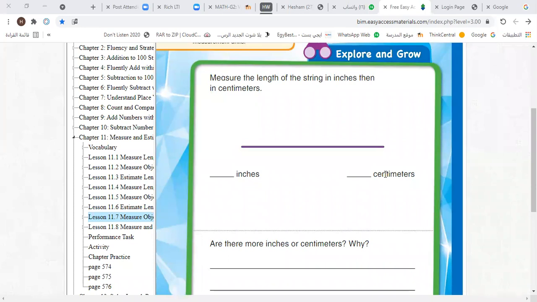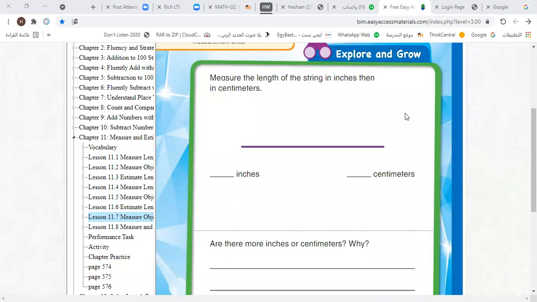How many inches? 7 inches. How many centimeters? Inches. How many inches? Use your ruler. Measure how many inches. I don't have a ruler. You don't have? Thank you, Muhammad. Grade 2, you have to bring your rulers.